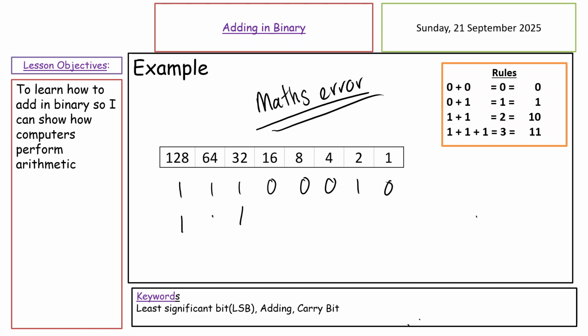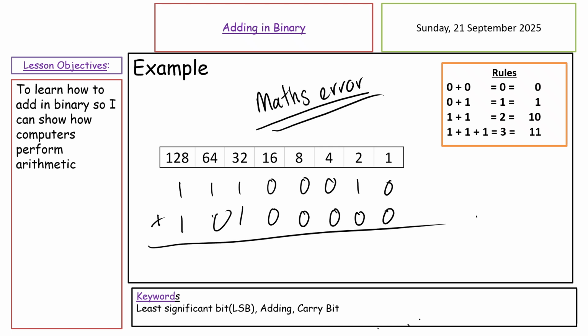Let's do 1 0 0 0 0 0 0. So I'm going to try and add these together. Now remember that we do 8-bit.